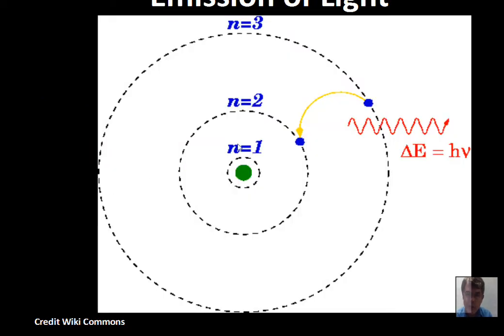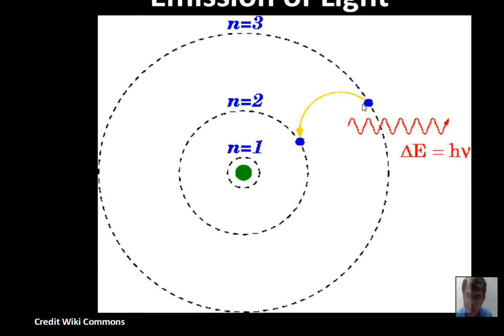Another example of this: here's an electron in the third orbit, moving down to the second orbit, and in doing so, there's a certain difference in energy between these orbits that gives the light a certain wavelength and a certain frequency. If it's in the visible spectrum, a certain color. But the light that comes out, the wavelength of it, the color of it, is related to what change in energy occurred for the electron.